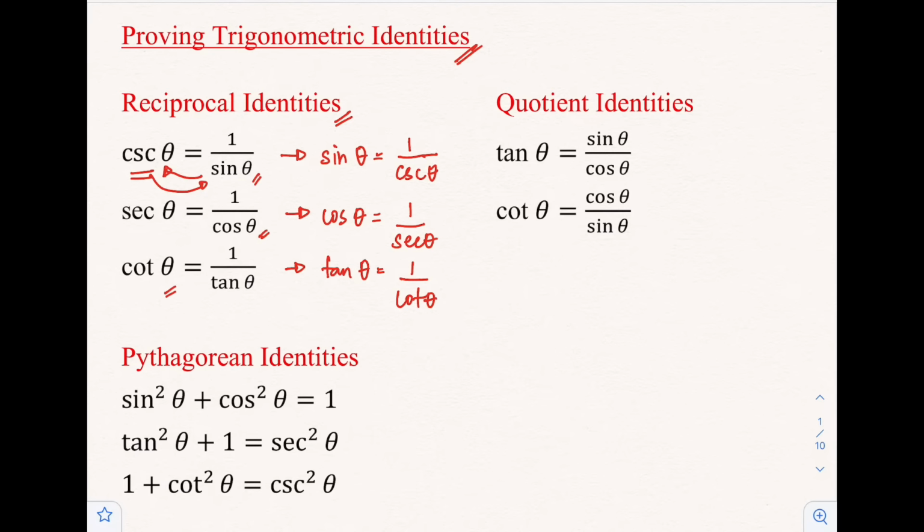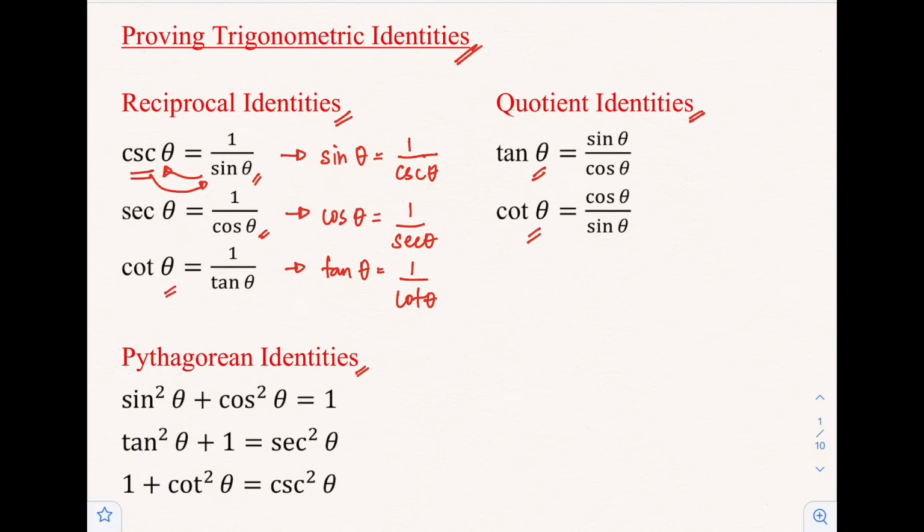Nakuha guys? So, let's proceed to quotient identities. So, dito may dalawa lang tayong identities. Si tangent theta is equals kay sine theta over cosine theta. And yung ating cotangent theta is equals kay cosine theta over sine theta. So, last we have the Pythagorean identities.